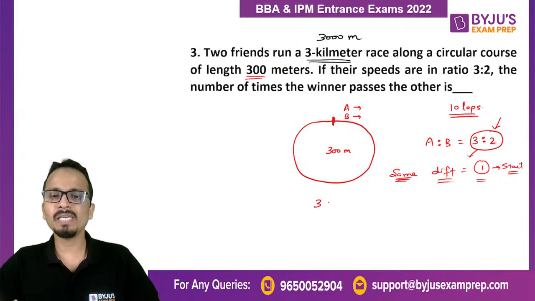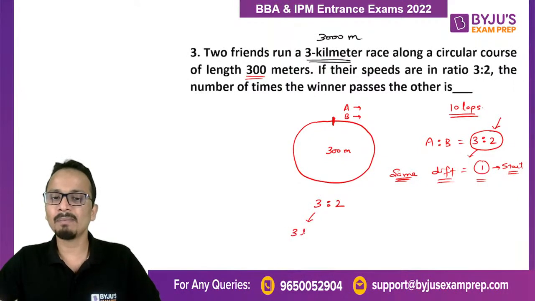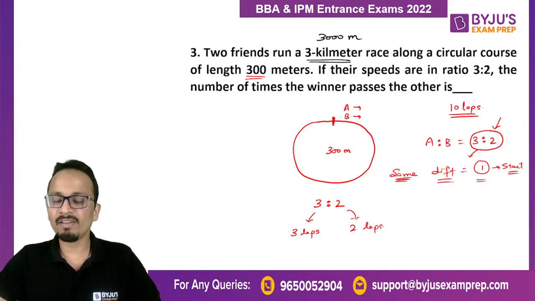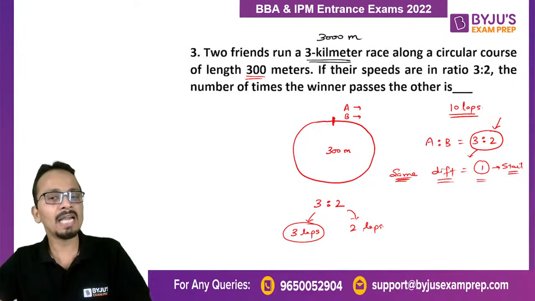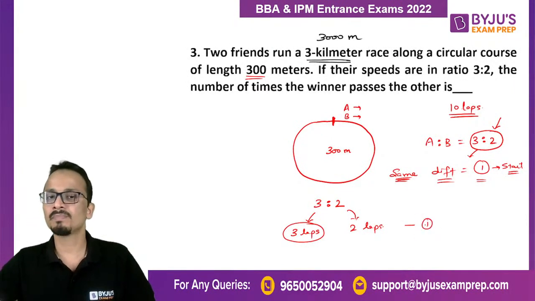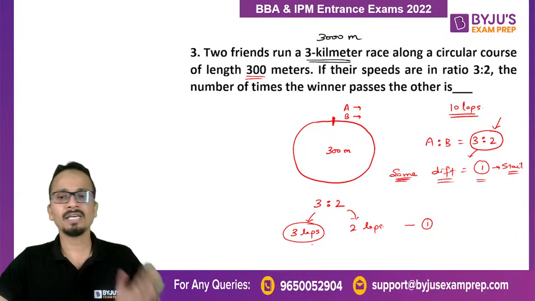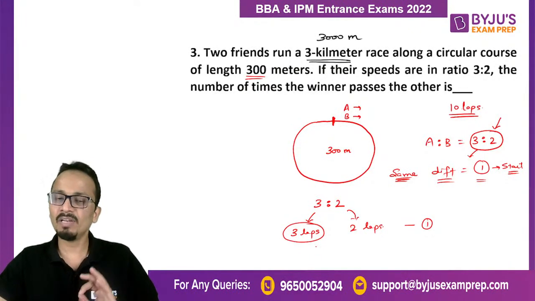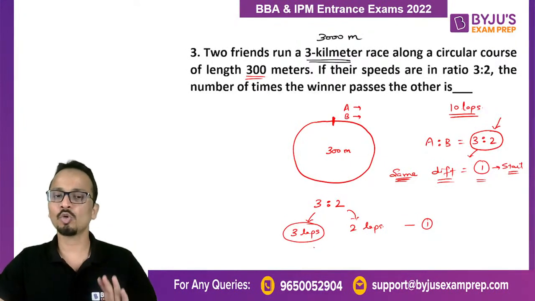Also, since A and B are moving in the ratio 3:2, A and B will meet when A covers 3 laps and B covers 2 laps. So for every 3 laps covered by A, B will cover 2 laps, and they will meet for the first time on the starting point. Then again, after every 3 laps of A and 2 laps of B, they will meet for the second time, third time, fourth time, and so on till the race finishes.